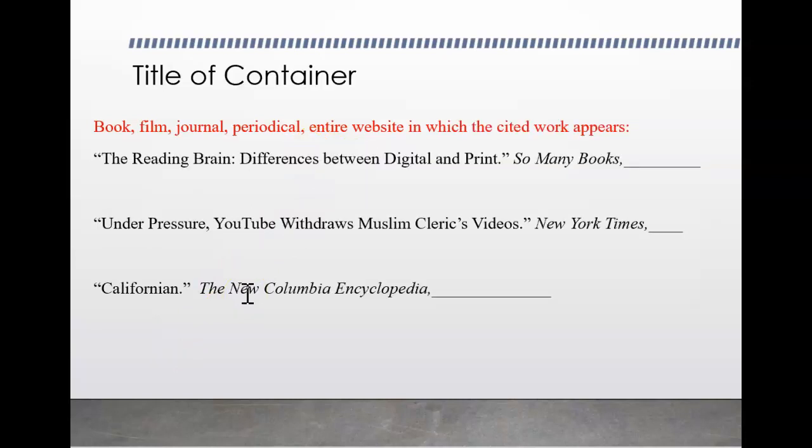So if you're including the title and the container, it looks like this. Here, the reading brain, differences between digital and print is the article title, and the name of the journal it appears in, or perhaps this is a chapter of a book. That container goes in italics. Here's a newspaper article that goes in quotation marks, with the New York Times, the container, italicized. An encyclopedia entry, in quotation marks, is contained in the New Columbia Encyclopedia, in italics.